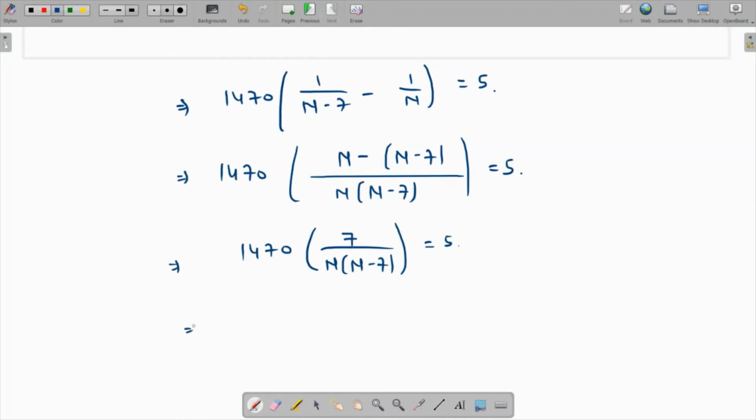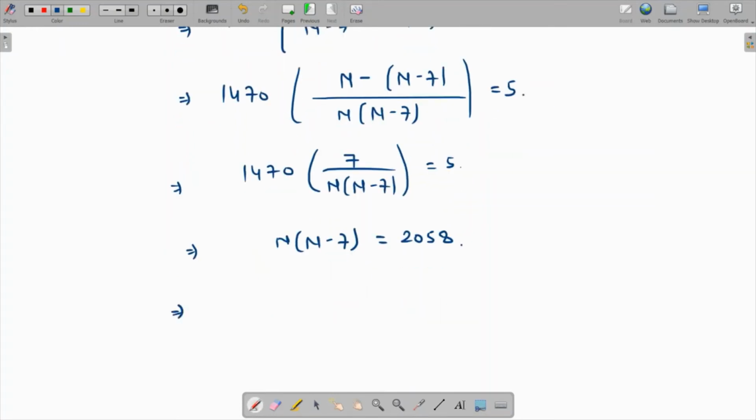If we do a cross multiplication, this n minus 7 goes over to the other side, and we have n times n minus 7 equal to 1470 times 7 over 5, which comes to 2058. So this is a quadratic equation. Let's open up the parentheses and bring everything over to the left.